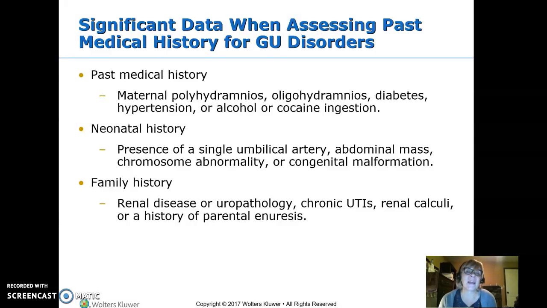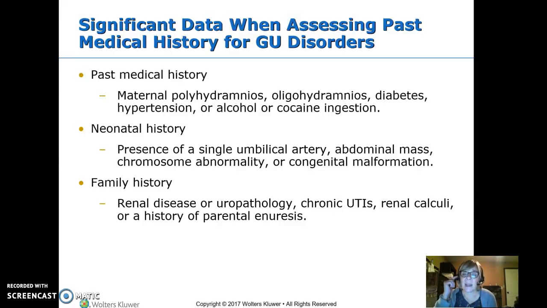If mom had diabetes or hypertension, this changes blood flow to the baby. If mom had alcohol or cocaine ingestion during pregnancy, again, that can be significant. Neonatal history. If the baby is born with a single umbilical artery, an abdominal mass, some sort of chromosomal abnormality, Down syndrome sort of thing, or some other congenital malformation. They're born with something abnormal.